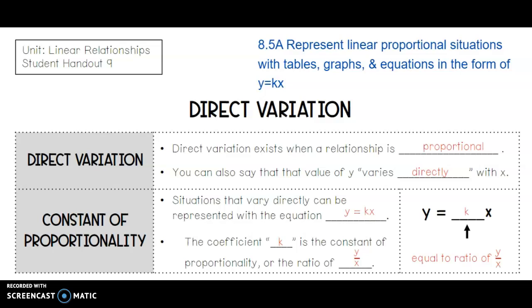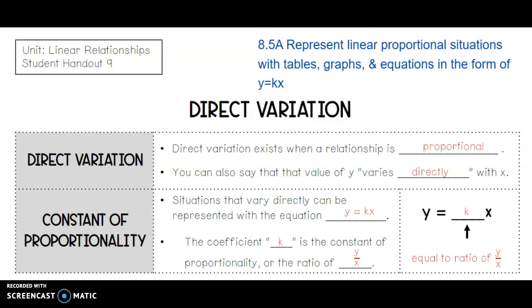We are focusing on direct variation, TEK 85A, being able to represent linear proportional relationships using information from tables, graphs, and equations. And we are going to write these situations in the form of y equals kx. Direct variation is when a relationship is proportional.